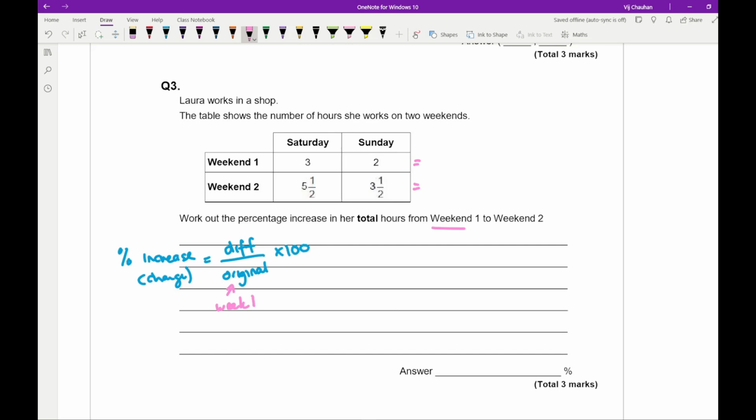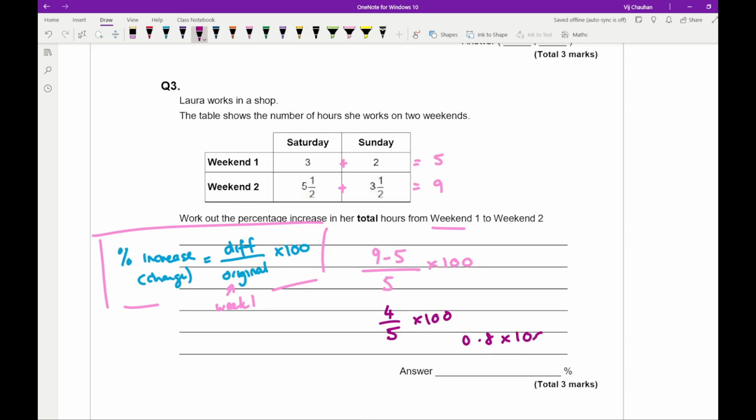So here, looking at weekend 1, I've got 3 plus 2, which is 5, and 5.5 plus 3.5 is going to give me 9. So then substituting it into this formula here, I work out the difference. That's 9 minus 5, all divided by the original amount, which is 5, and we multiply that by 100. So simplifying this, 9 take away 5 is 4. So I've got 4/5 times 100. 4/5 as a decimal is 0.8. So it's 0.8 times 100, which gives me a percentage of 80%.